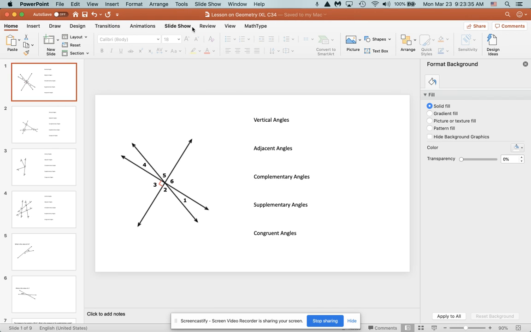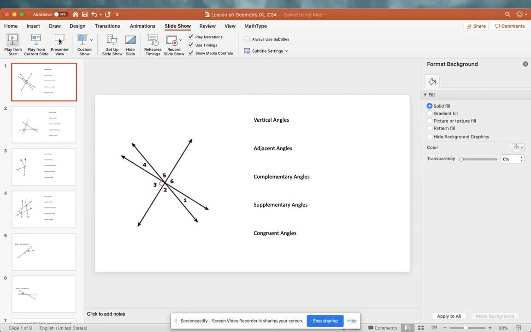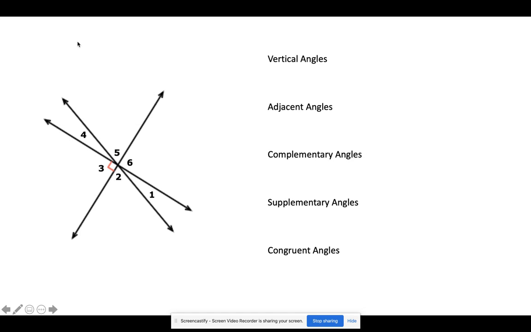Welcome, students. Today, we are going to talk a lot about vertical angles, adjacent angles, complementary angles, supplementary angles, and congruent angles, and how we can see or find them in a given figure. So the first thing I want to talk about is what vertical angles are. Vertical angles are angles that are across from each other when two lines intersect.